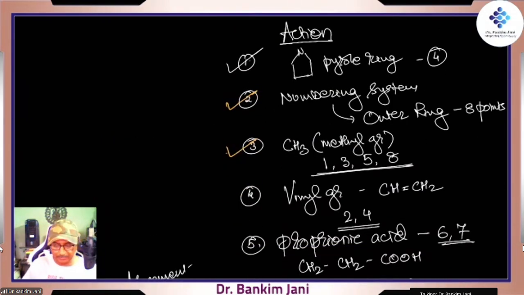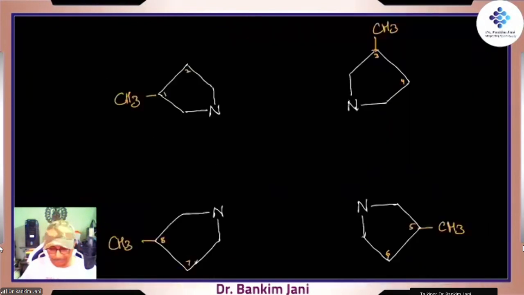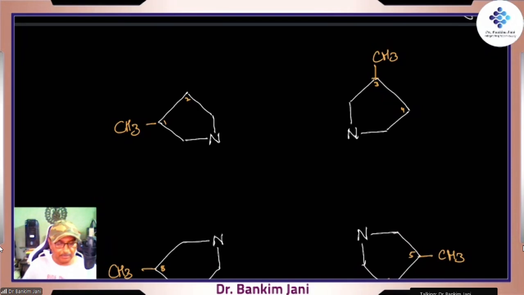CH3 methyl group is done. The next step is the vinyl group, CH double bond CH2, that is at 2 and 4. So that's our 2. It is CH double bond CH2, at 2 and 4 here. CH double bond CH2. Done.